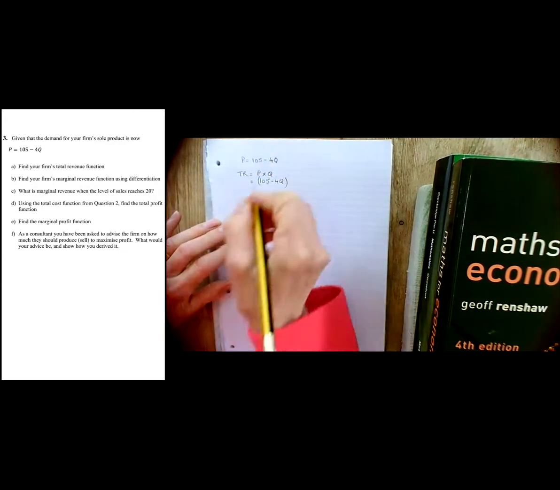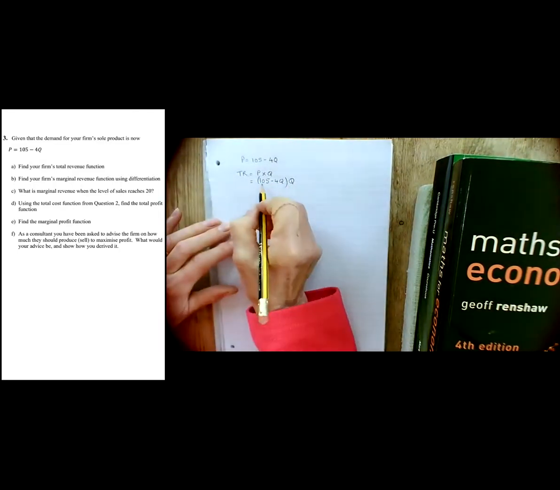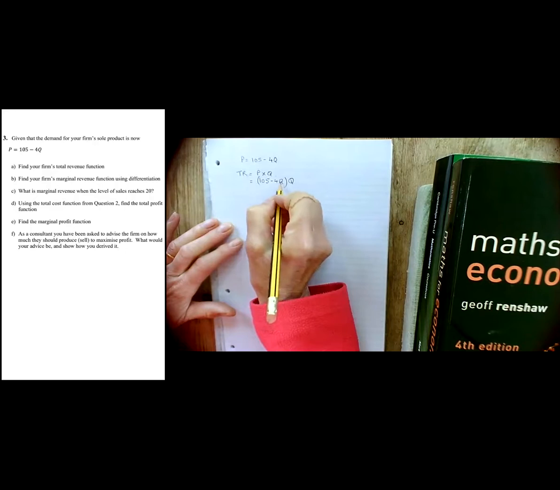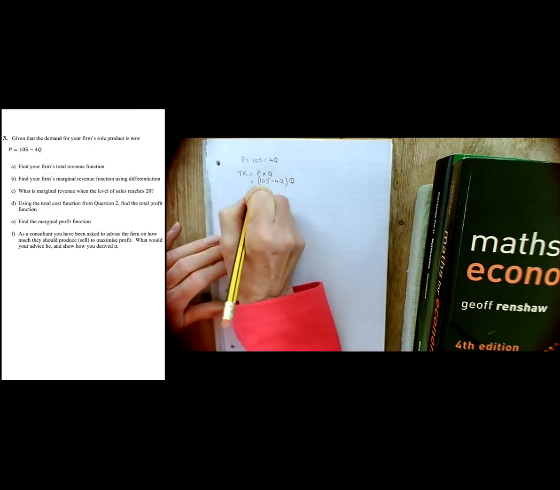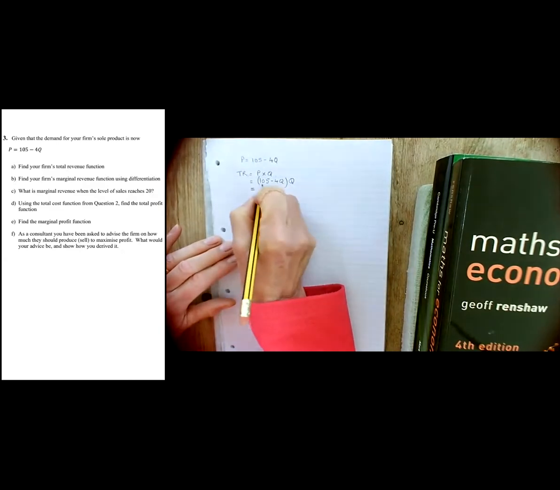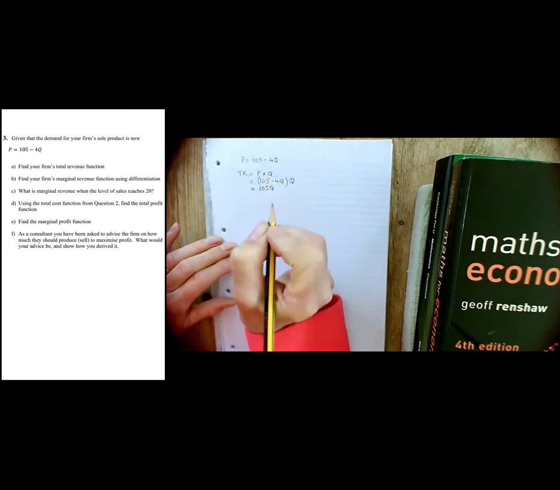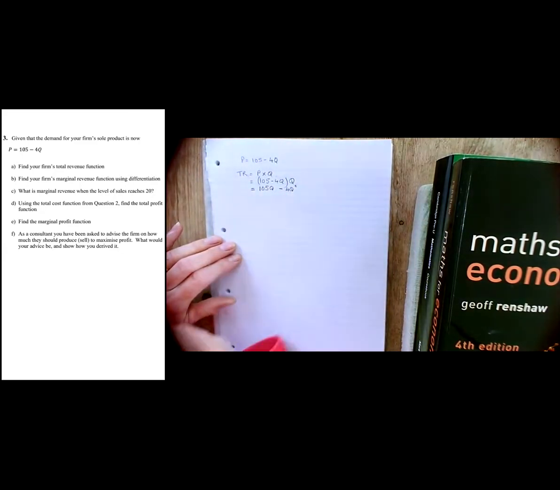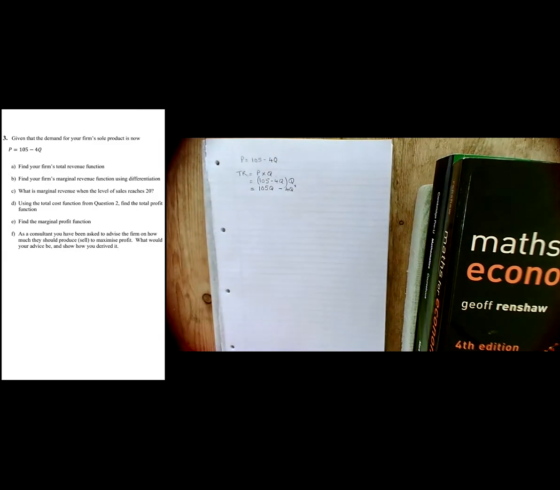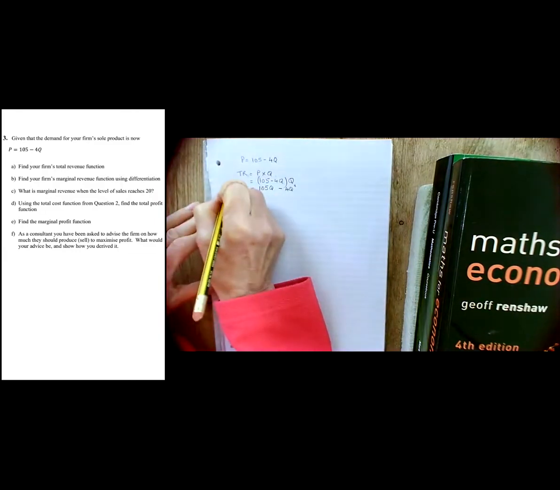I'm going to put brackets around it because I'm going to multiply the whole function by q. So the brackets are really important. Otherwise, you only end up multiplying this term by q. So we now multiply q by every term inside the bracket. And 4q will become 4q squared because it would be 4 times q times q. So that's our total revenue. So that's our part A.